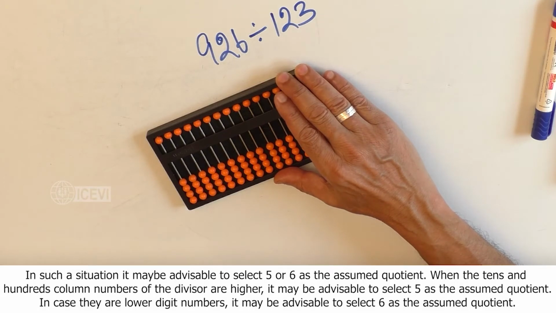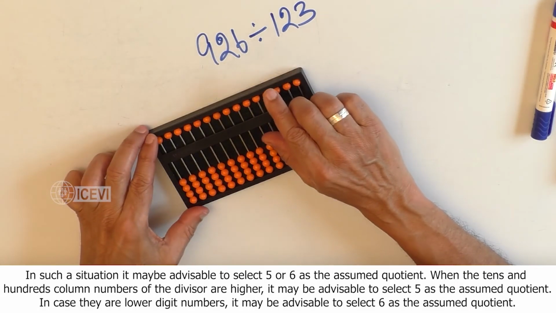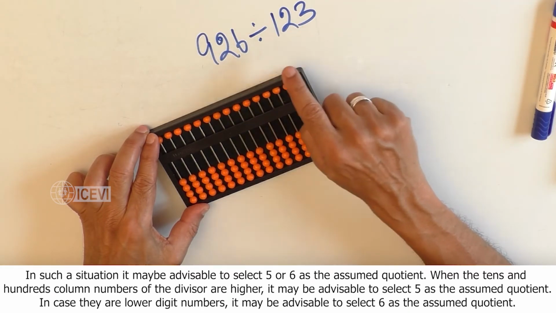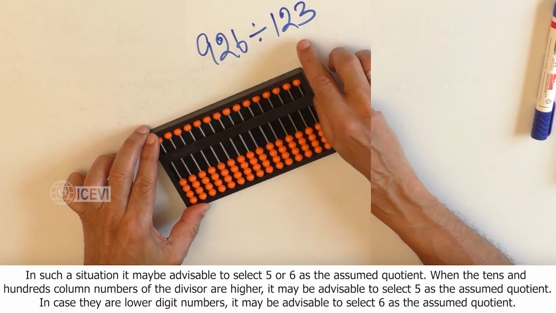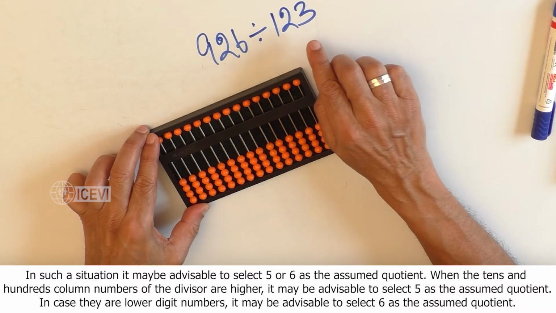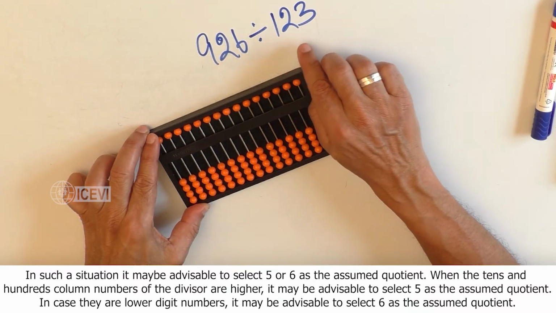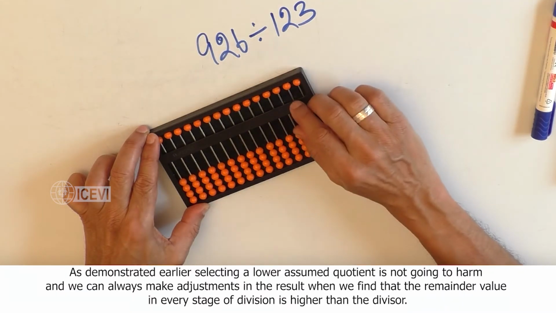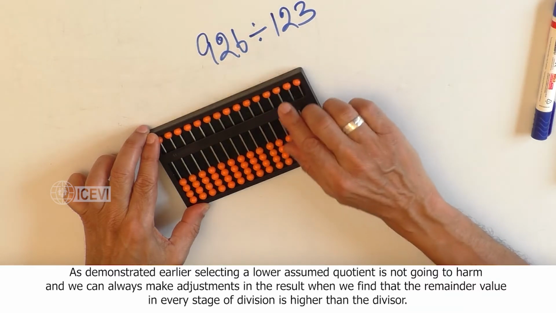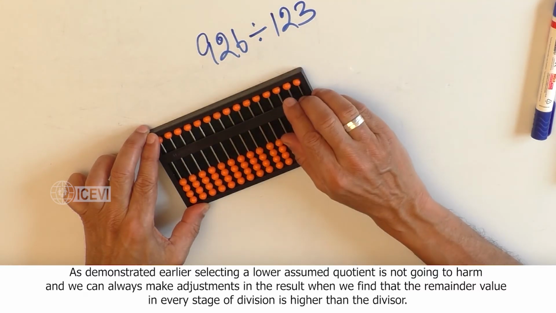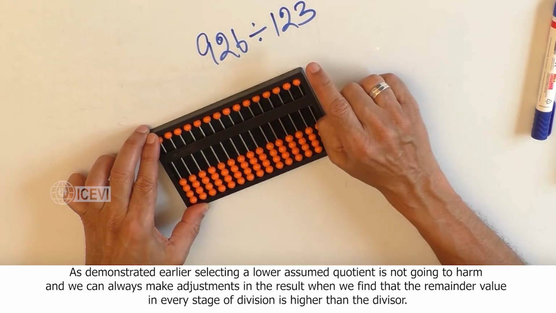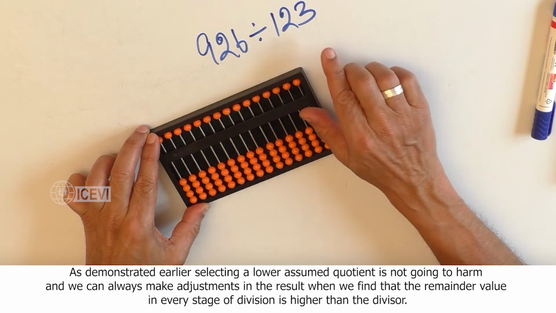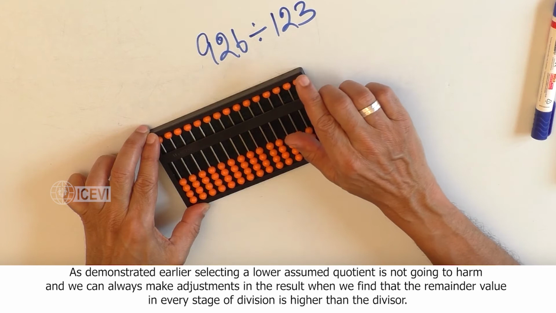When the tens and hundreds columns numbers of the divisor are higher, it may be advisable to select 5 as the assumed quotient. In case they are lower digit numbers, it may be advisable to select 6 as the assumed quotient. As demonstrated earlier, selecting a lower assumed quotient is not going to harm, and we can always make adjustments in the result when we find that the remainder value in every stage of division is higher than the divisor.